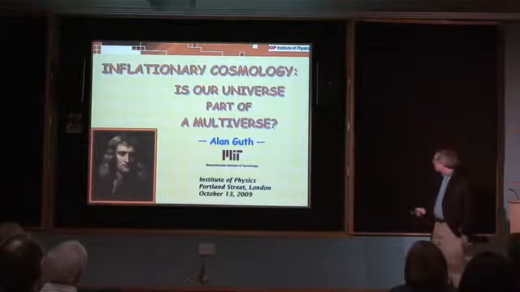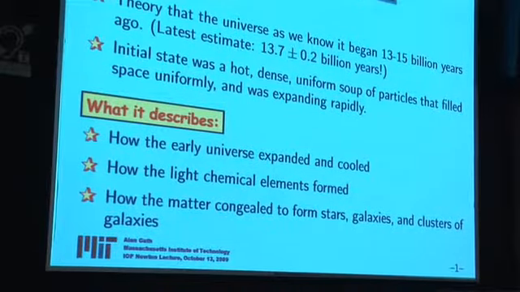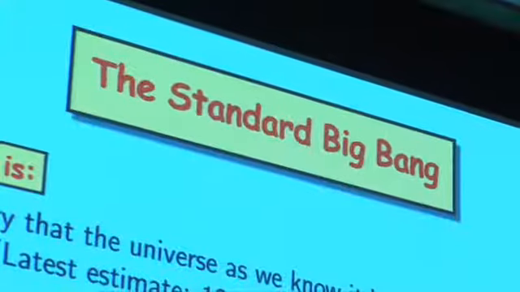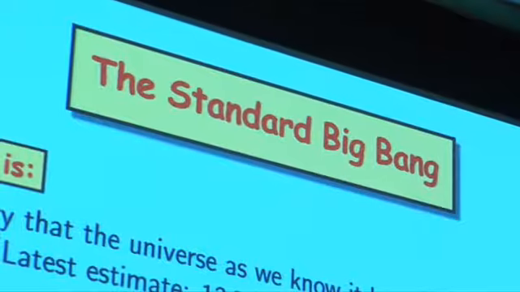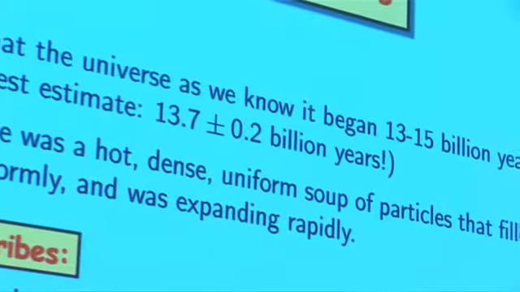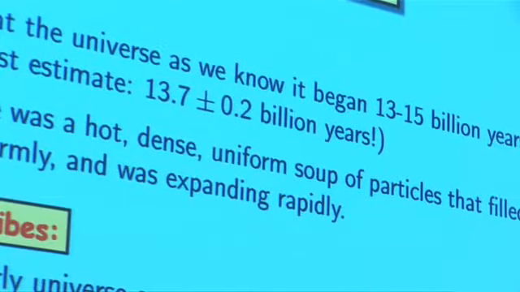So, to begin, I want to talk about the standard Big Bang theory, the theory that existed basically before inflation was discussed. The theory is basically that the universe as we know it began some 13 to 15 billion years ago. And now, in fact, we think we have a very precise estimate of that age, 13.7 plus or minus 0.2. I stuck in the words "as we know it" for good reason, because the 13.7 billion years comes from extrapolating backwards the universe that we see.